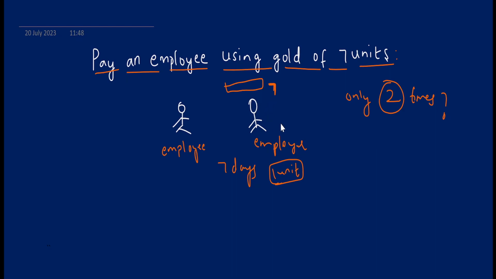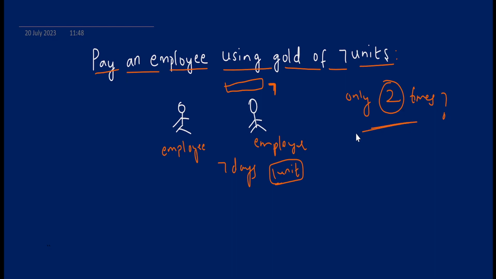Now you have to tell a possibility of distributing this golden rod to this employee with these constraints, where at the end of second day the employee should have 2 units, at the end of seventh day the employee should have 7 units. So at the end of each day the number of units the employee has should increase by 1, and the employer can cut the golden rod only 2 times.